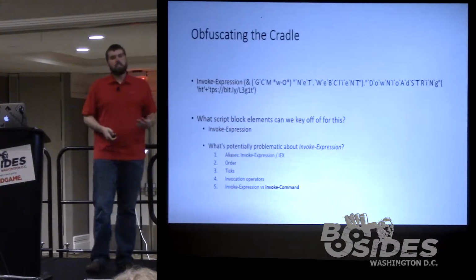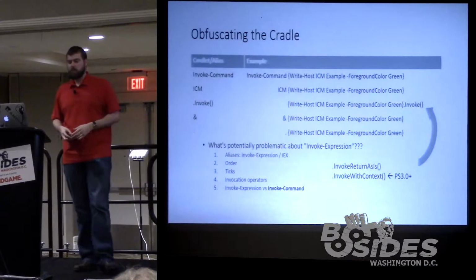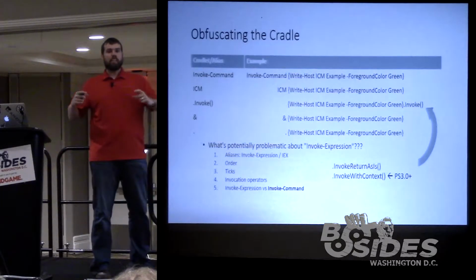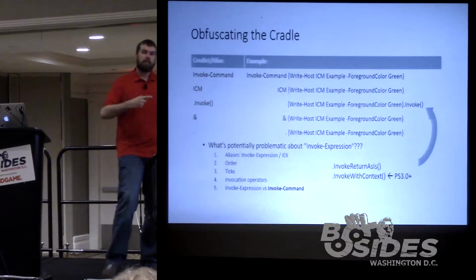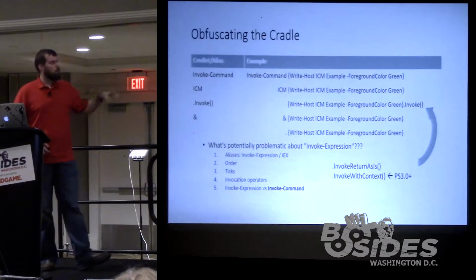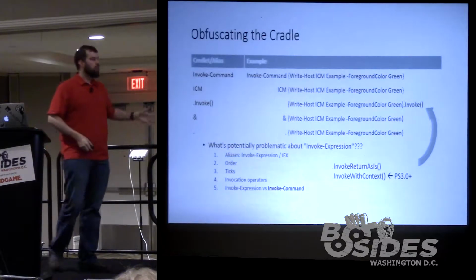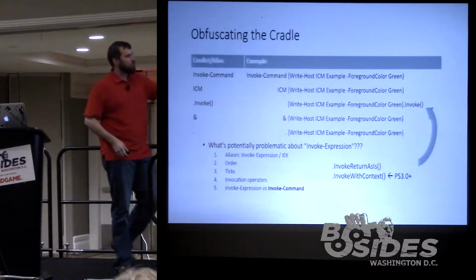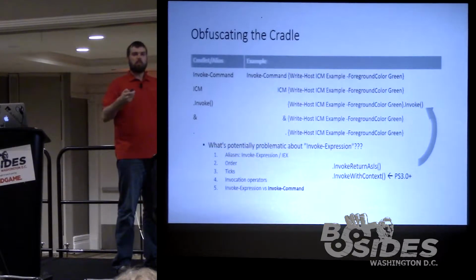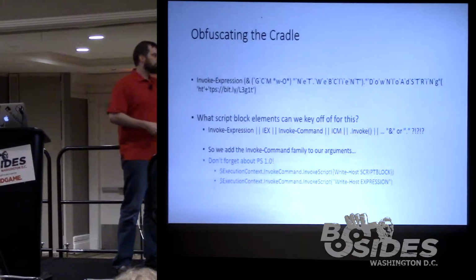But then you have its cousin, Invoke-Command. Now, Invoke-Command is typically used to run a command on a remote system, and it's expecting a script block, whereas Invoke-Expression is expecting an expression. But if you don't specify a remote system, it runs locally. So you have Invoke-Command, ICM, invoke, or invocation operators. You also have invoke return as is, invoke with context, tons of things out there. So okay, let's say we're adding this to the list of invocation options, right?